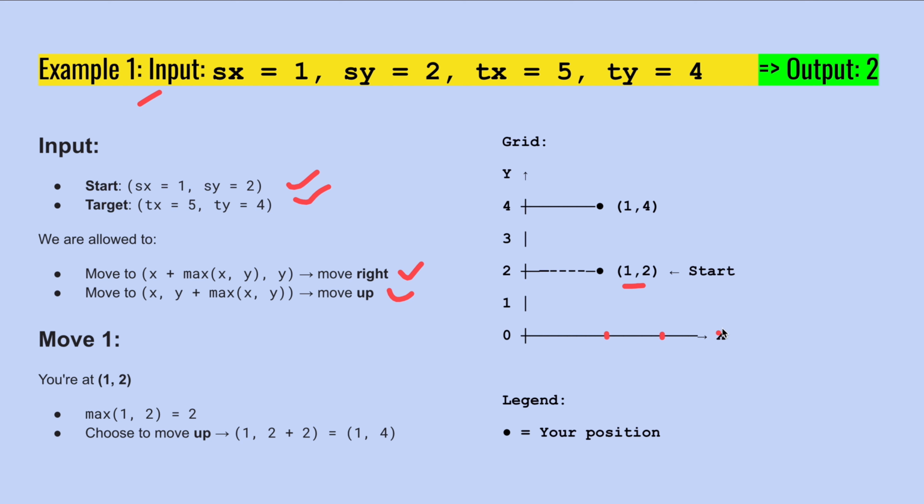So when you are at 1 2, what is the max? Take the max of X and Y. Of 1 comma 2, you will get 2, right? It means you will choose to go up, correct? So 1 plus 2 plus 2, you will get what? 1 4. So you will reach 1 4 here, right?